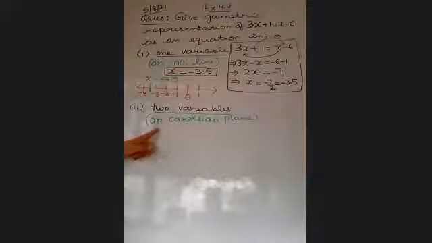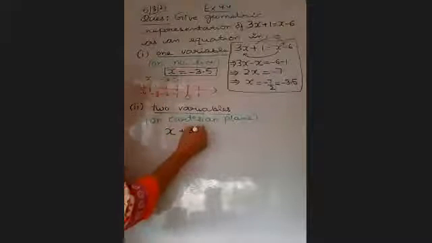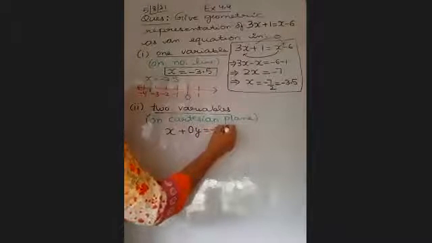Now to write in two variables, what is missing? Y is missing. What should I write? 0y. Yes. x is equal to 0y plus minus 3.5, that is 0y equal to minus 3.5.